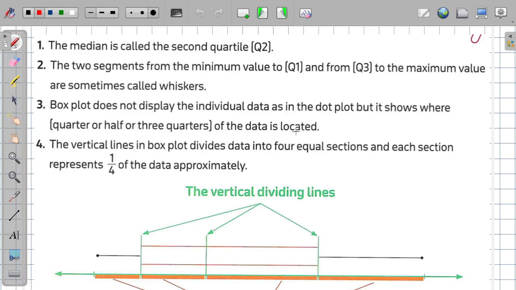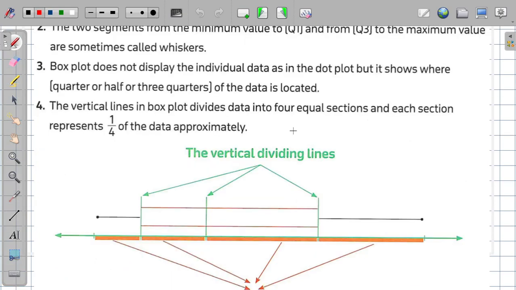Listen to these notes. The first one: we can say that the median is called the second quartile, like I said before, or we can call it Q2. The two segments, the two lines from the minimum value to Q1 and from Q3 to the maximum value, are sometimes called whiskers. The box plot does not display the individual data as in the dot plot, but it shows where a quarter, or half, or three quarters of the data is located.